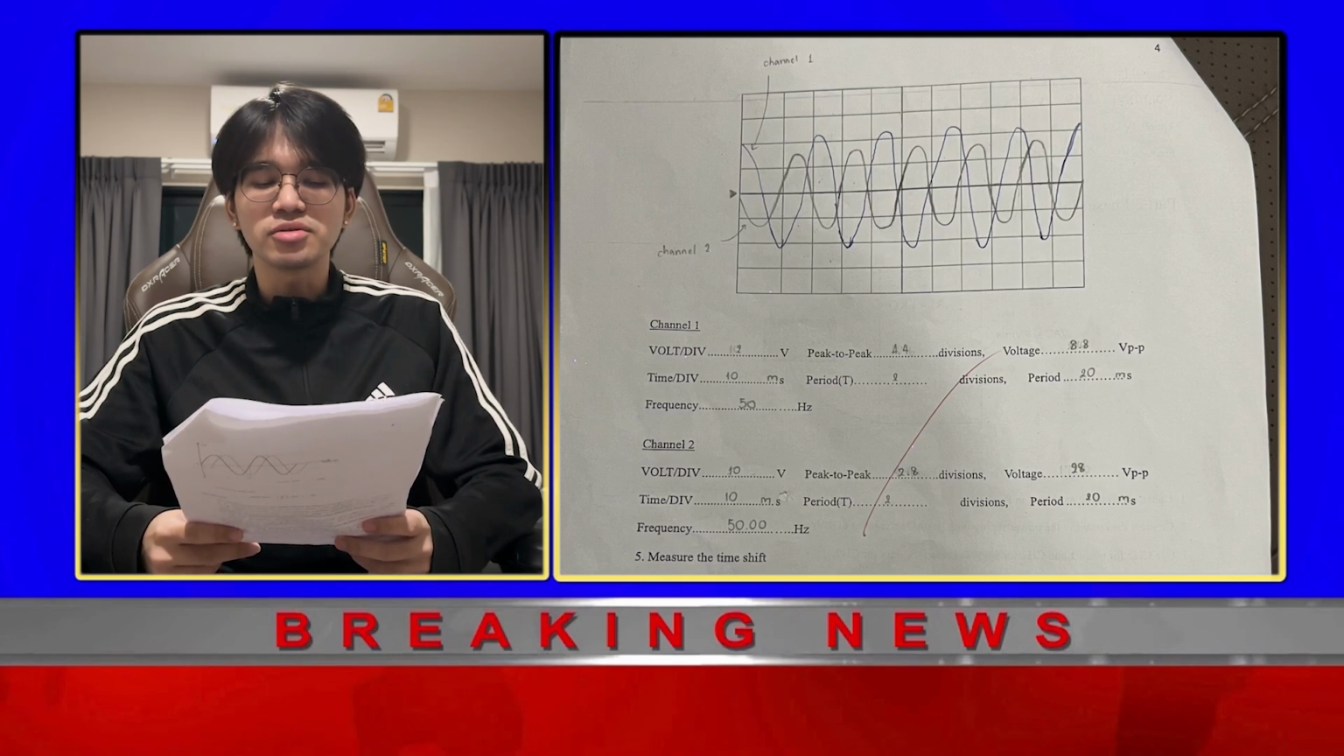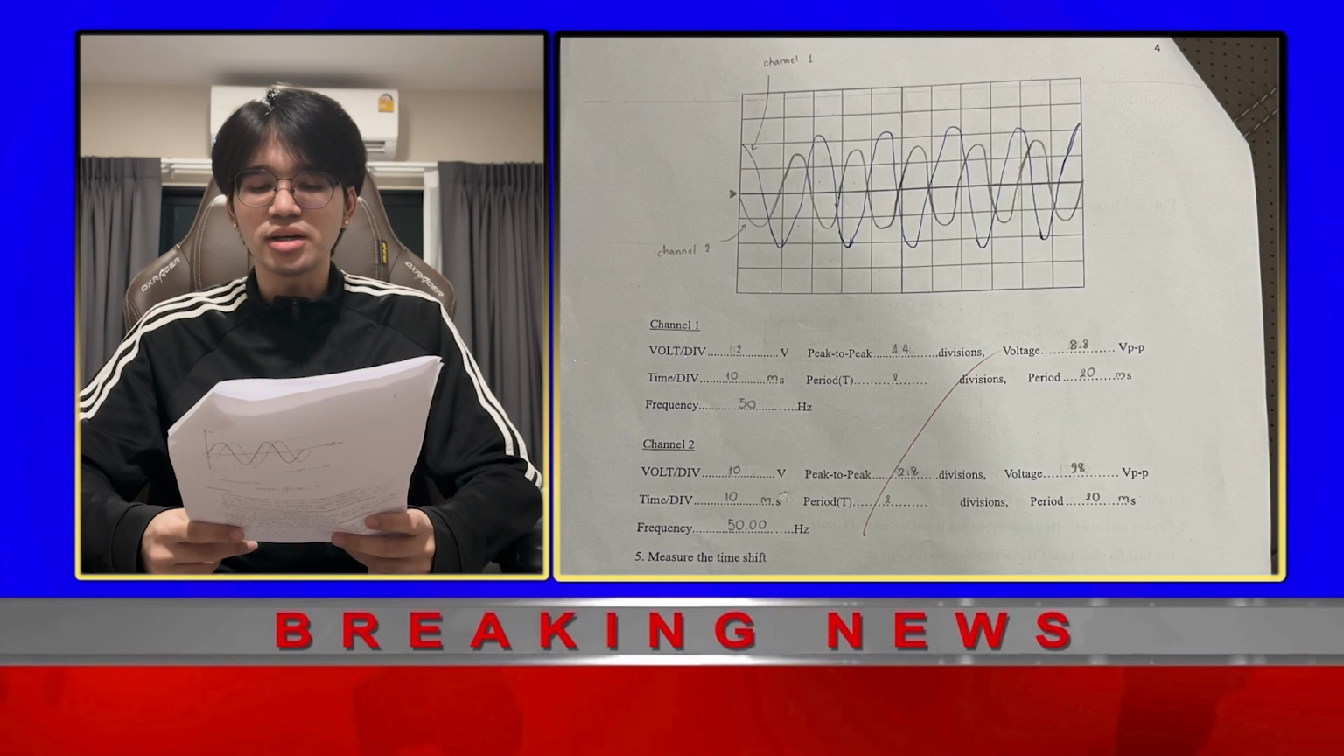Let's move on to channel 2. We adjust the voltage scale to 10 volts, so we have 10 volts per division, and the peak to peak is 2.8 divisions, so we get a voltage of 28 V peak to peak. For the time we have 10 millisecond divisions, the period is 2 divisions, so we get a period of 20 milliseconds, and the frequency from the period is 50 Hz.